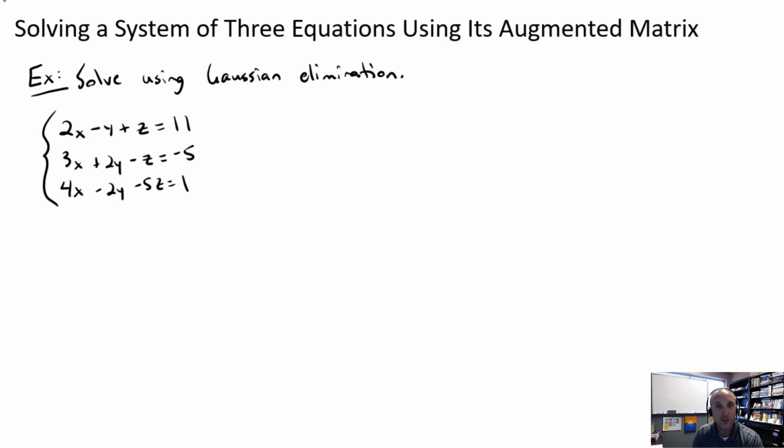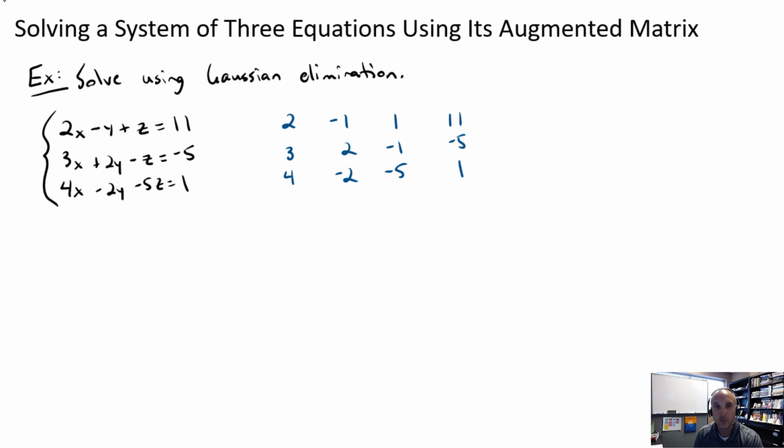And so when we convert this to its augmented matrix, it turns into just basically a table of coefficients. So row 1 here turns into the coefficients 2, -1, +1, 11. Row 2 turns into 3, 2, -1, -5, and last we get 4, -2, -5, 1. So we have this table of values.